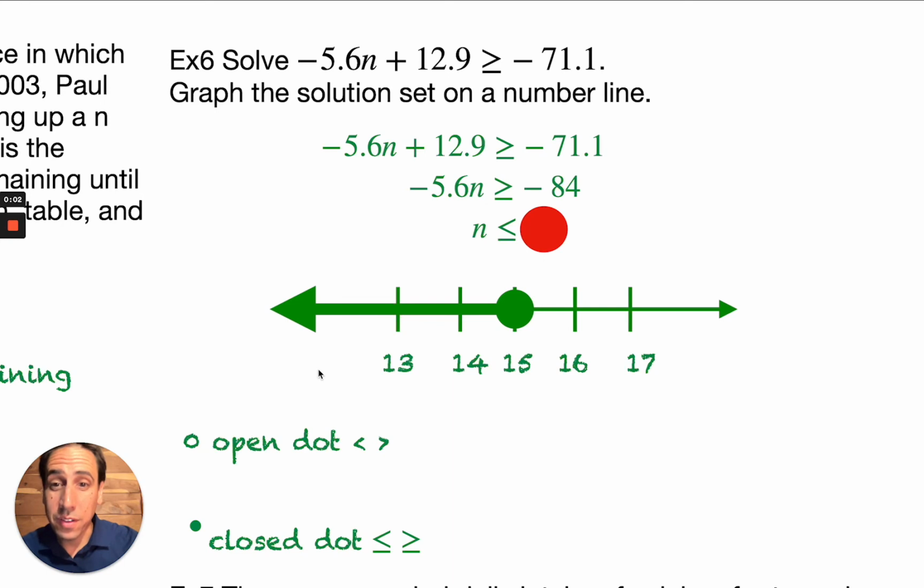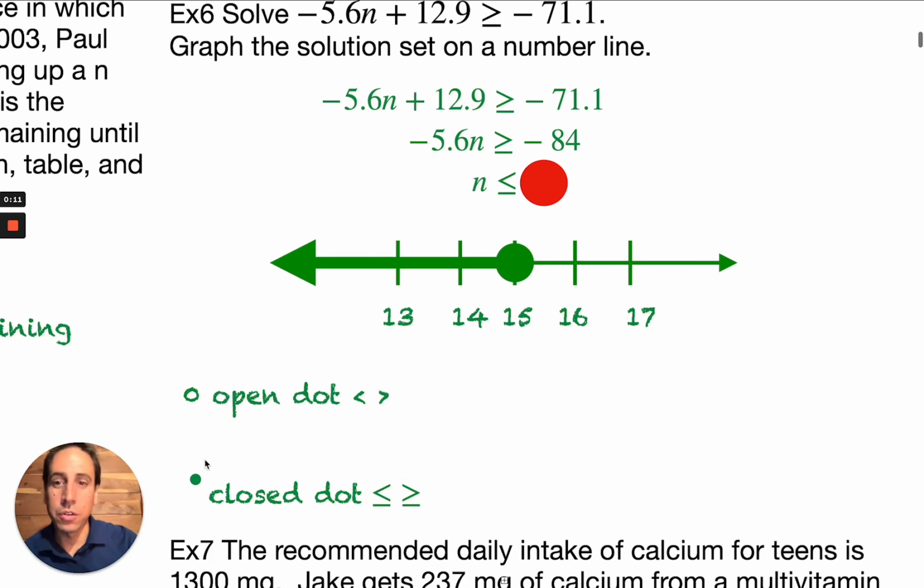One thing I do want to say is that you should use an open dot whenever you have just a less than symbol or a greater than symbol, and you should use a closed dot like this whenever there's a less than or equal to symbol or a greater than or equal to symbol.